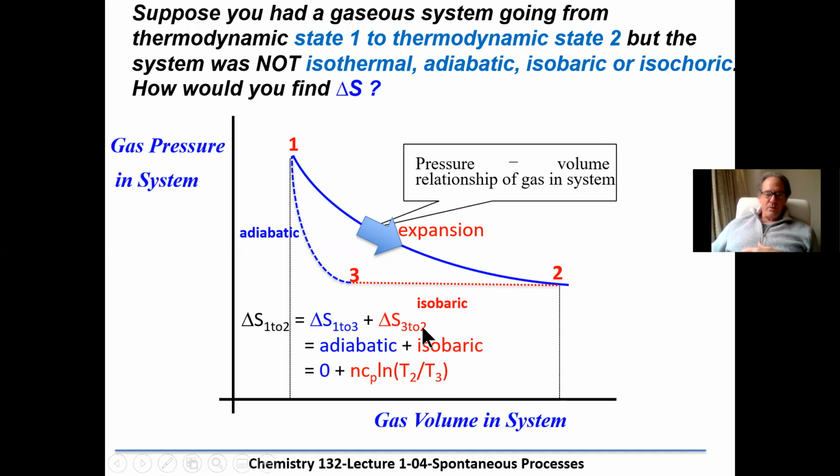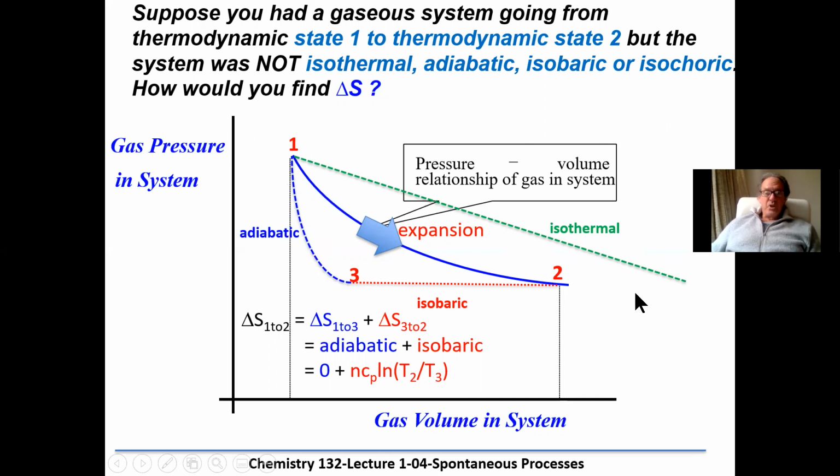But the change from 3 to 2, of course, is isobaric. If it's isobaric, what we're going to have to know is what was the temperature of the gas at the end and what was the temperature of the gas at the start. So we need to know T2 and T3. When we calculate T2 and T3, we can now figure out the entropy change from 1 to 2 simply by knowing what the change is from 3 to 2. It's going to be the same as it is from 1 to 2 because 1 to 3 is 0. That's one way.